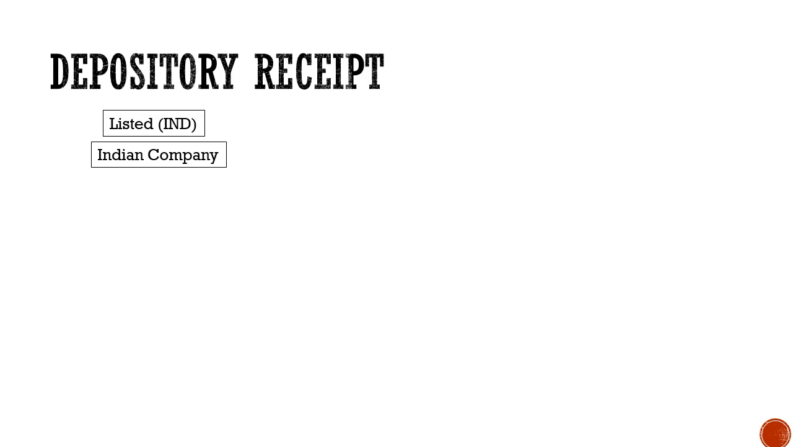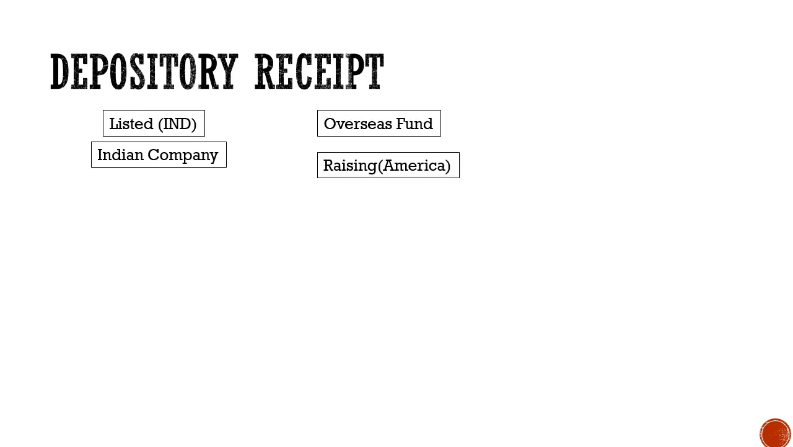It still requires more funds, so it has now decided to raise funds from overseas. Let's take an example of America. So let's say the Indian company wants funds from overseas, so it is raising funds from America. Now the Indian company has opted for overseas fundraising from America. In America, there came an investor who agreed to invest in the Indian company and buy shares of the Indian company.